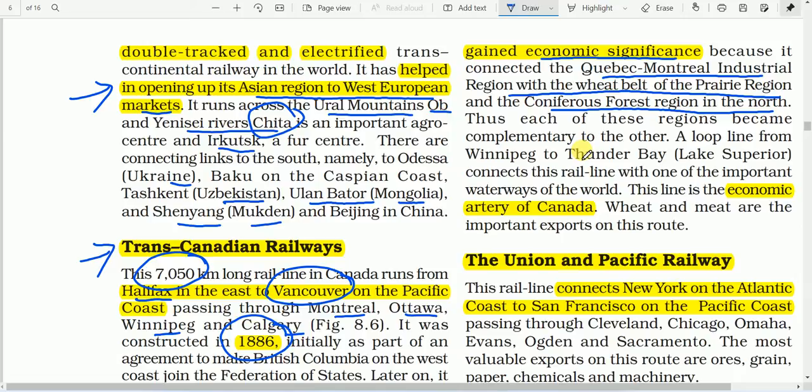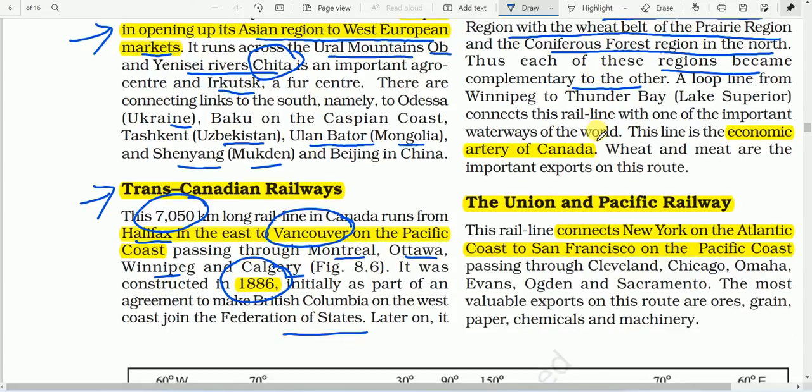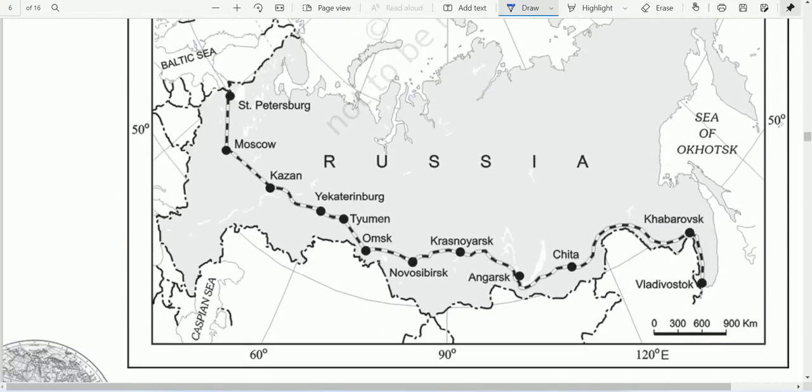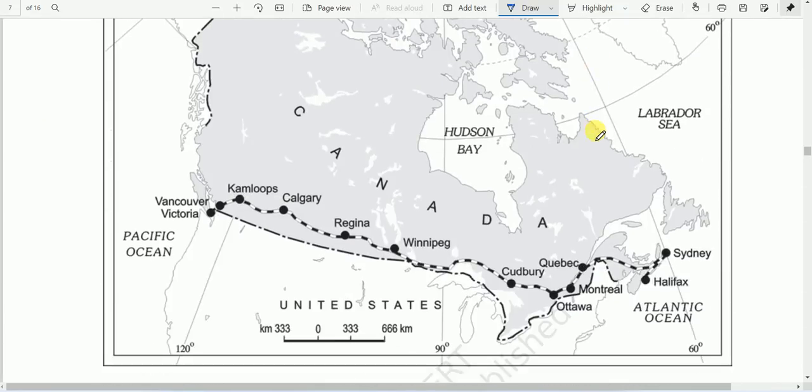So it tells the economic importance of Canada, and thus each of these regions became complementary to each other. And a loop line from Winnipeg to Thunder Bay, that is Lake Superior, connects this rail line with one of the important railways of the world. This line is the economic artery of Canada, and wheat and meat are the important exports on this route. Here we have the Trans-Siberian Railway, and here the Trans-Canadian Railways.